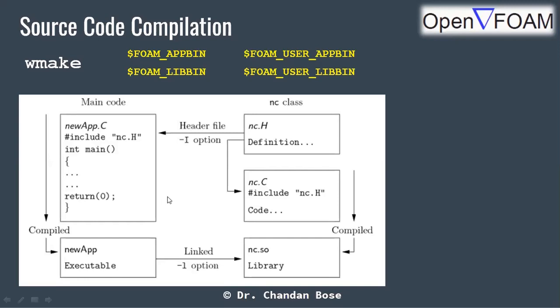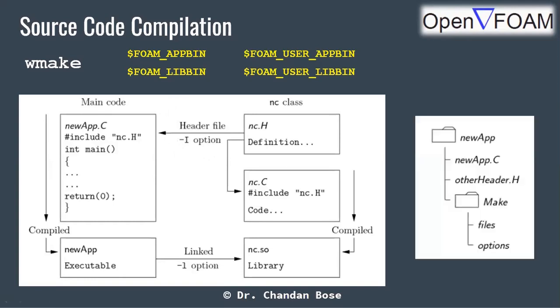Okay. So the two important things are how to link it to the already installed OpenFOAM executables and how to use the already existing functionalities of the OpenFOAM code. Right? And this is what the structure would look like. There is a new functionality you are developing. There would be a C code, there would be a .H header file, and there would be a make folder, which will contain files and options.